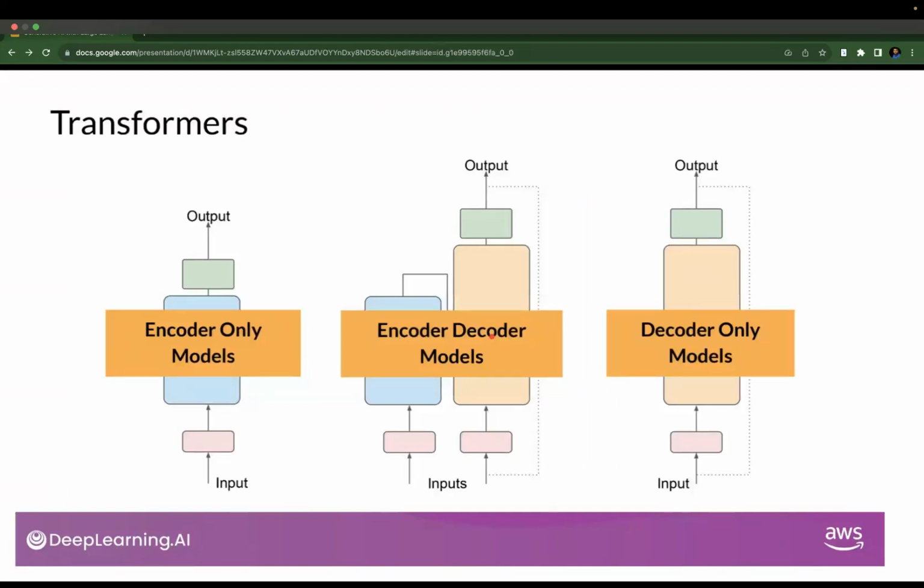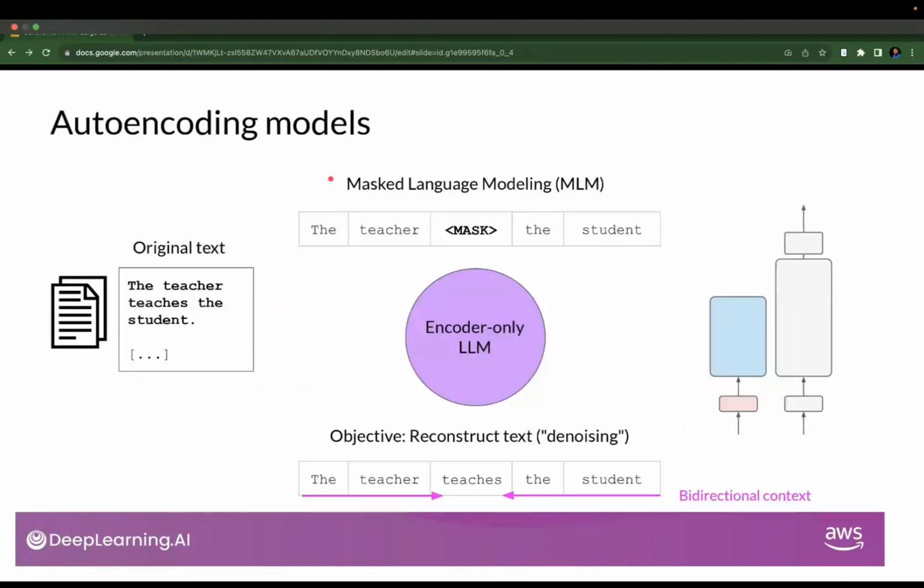Now, the transformer architecture introduces two components, encoder and decoder. Different models can have different transformer architectures. There could be models which are encoder only models. There could be models which are decoder only models. And then there are models which make use of both encoder and decoder. The encoder only models are also called auto encoding models.